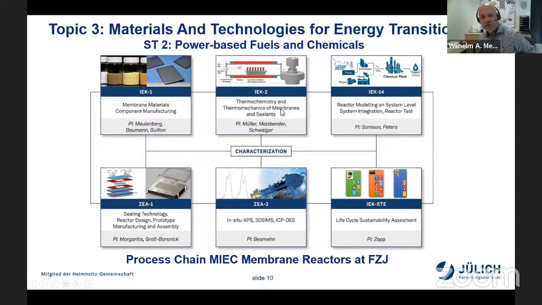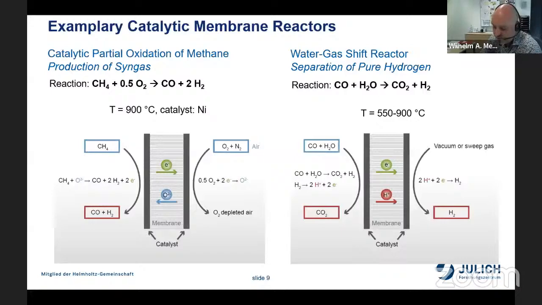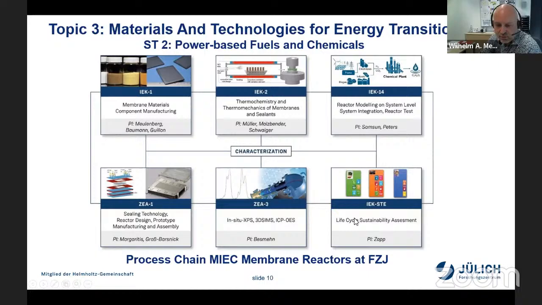And our IEK14 and our ZEA1 are the departments which in principle design our stacks or modules and which operate them. And then also we have some fundamental institutes like our Central Department of Chemistry, which can look at what happens in the membrane during operation and after operation. And we have also a system analysis group, which looks at the life cycle assessment here.